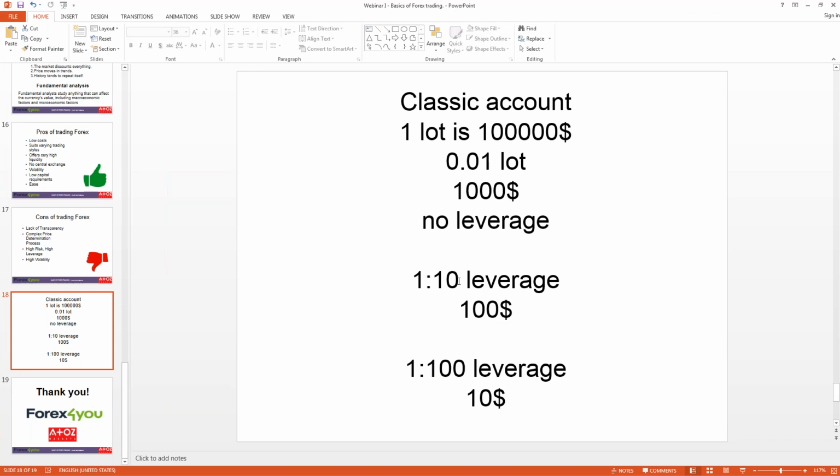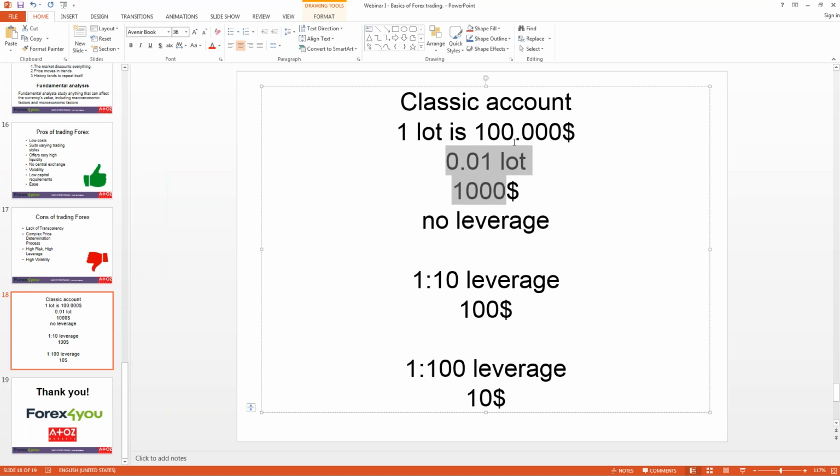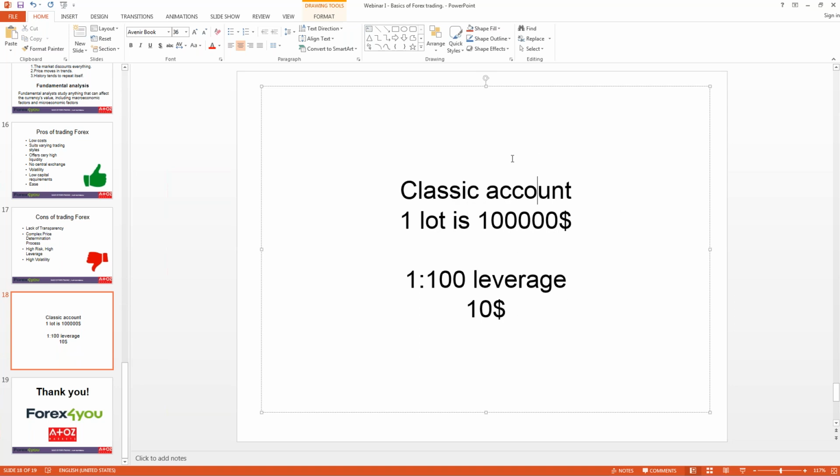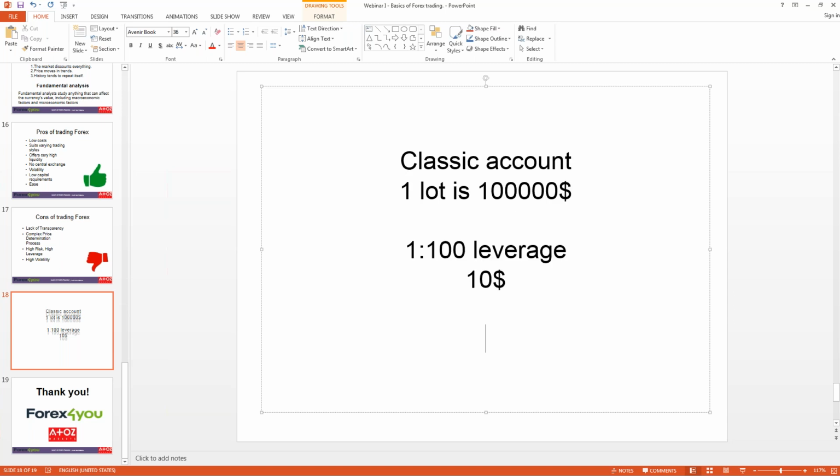As you said, let's imagine that you have a $1,000 deposit. You're using a classic account where lot size is standard size, and you're trading with 1 to 100 leverage. In this case, one pip value would be $10.